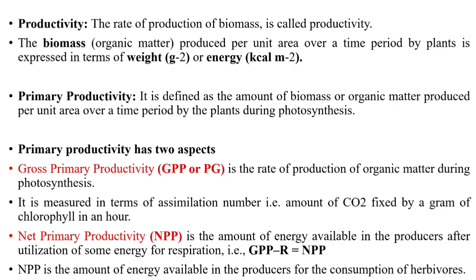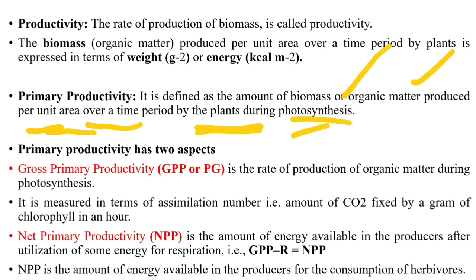At first, what is productivity? The rate of production of biomass is called productivity. The biomass is the organic matter produced per unit area over a time period by plants, expressed in terms of weight or energy. And what is primary productivity? Primary productivity is defined as the amount of biomass or organic matter that is produced per unit area over a time period by green plants during photosynthesis.